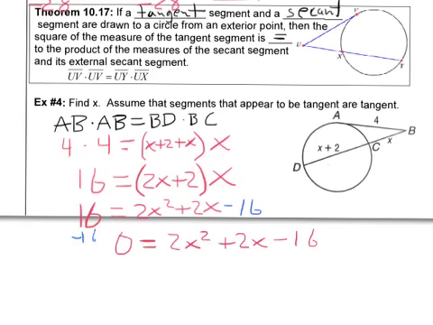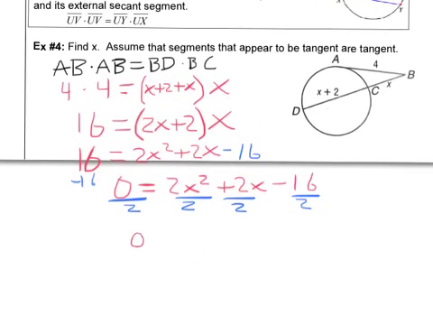All right, well, first thing I see here is that we have a 2 and a 2 and a 16, and those are all even numbers. So I'm going to go ahead and divide everything by 2, just to see if I can reduce this whole equation down.